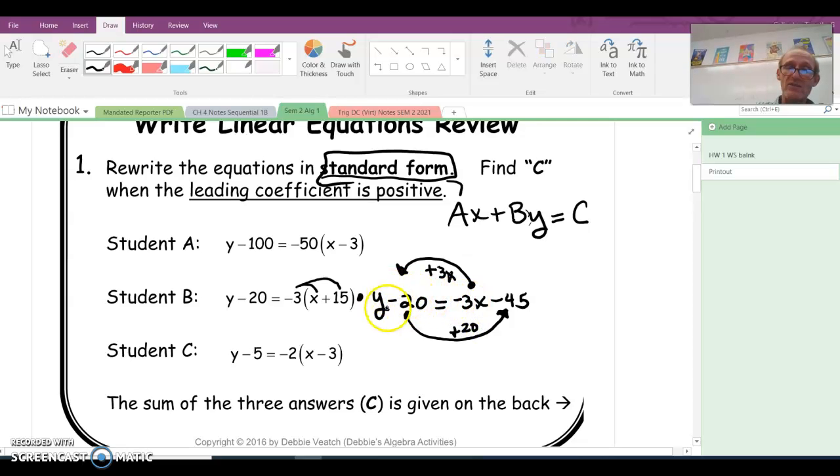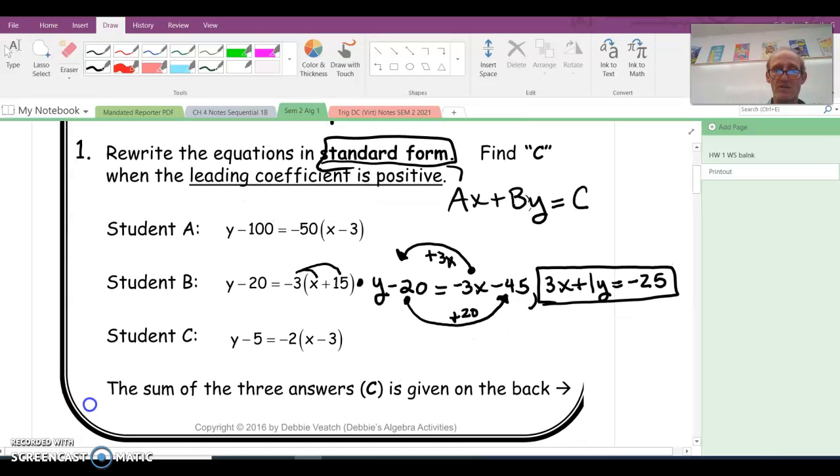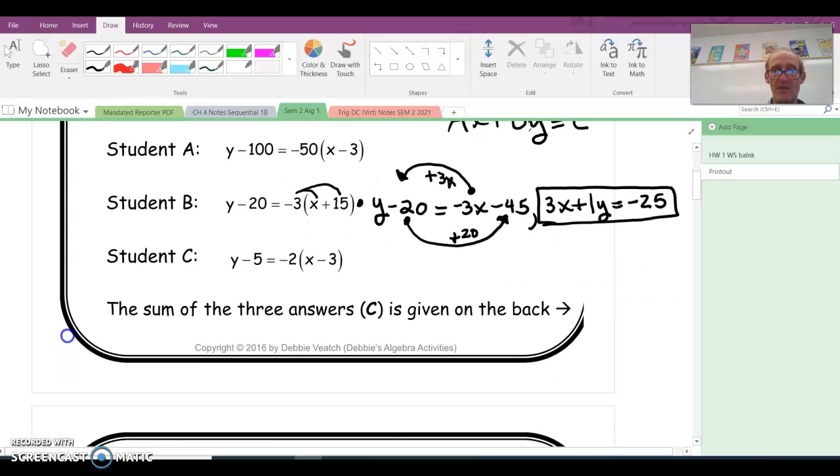Now there's no x term on the left, so the 3x just gets written like the first term, and you add the 20 to the negative 45. So your final answer for this problem is going to be 3x plus 1y equals negative 25. And that's really all you have to do. This is more of an in-class activity, but it's practice.